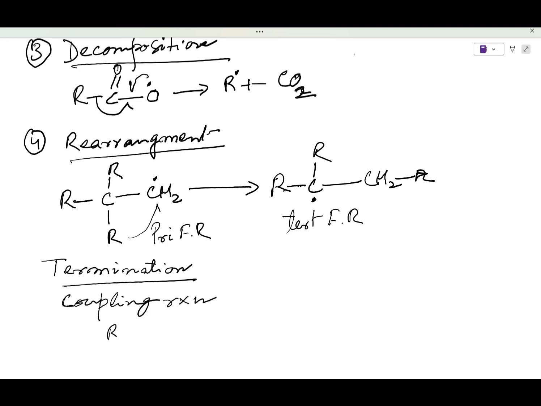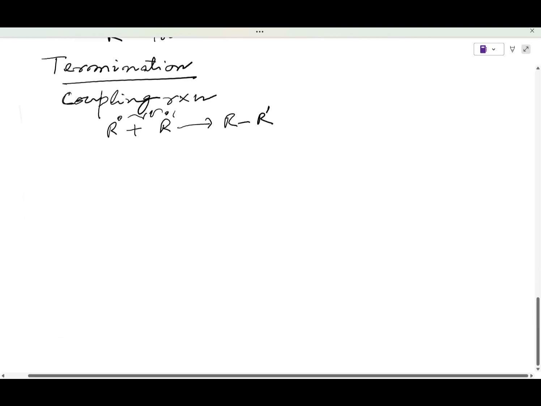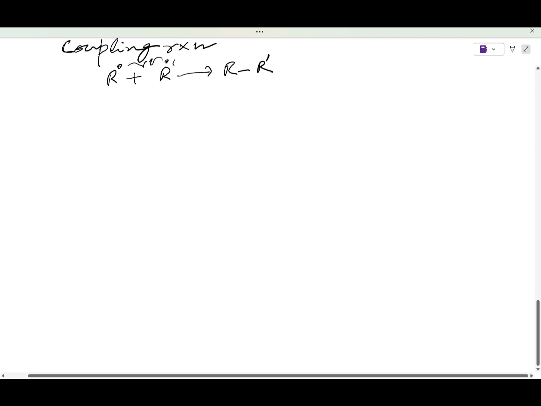For example, R with R will react with each other by one electron migration, giving you the neutral molecule in this way. That's why this is called the coupling, forming a neutral molecule, no free radical will be there. And that step is called the termination step. And one more thing is the disproportionation reaction.